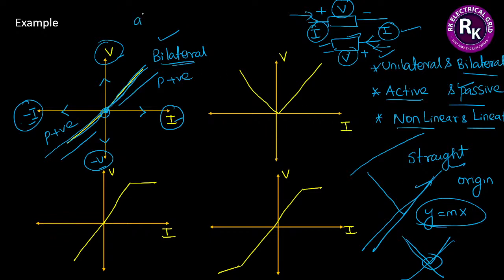Option A, linear, passive and bilateral. Option B, non-linear, active, non-bilateral. They will create four options like that. Now I hope you have understood how to give the answer.